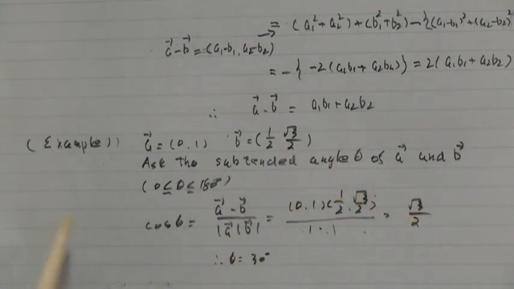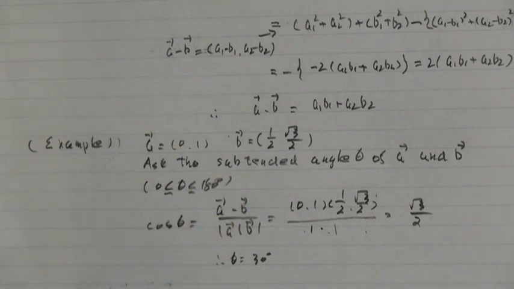Then root 3 over 2. Okay. And then theta equals 30 degrees. It's finished.